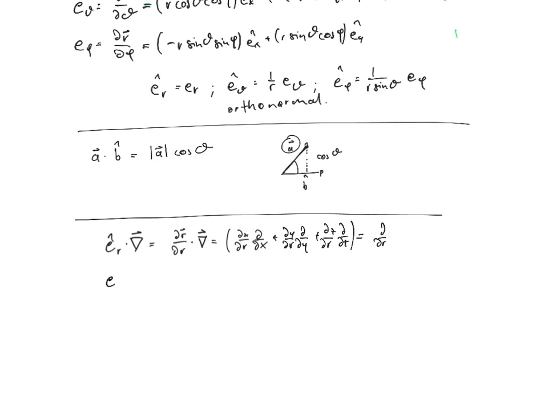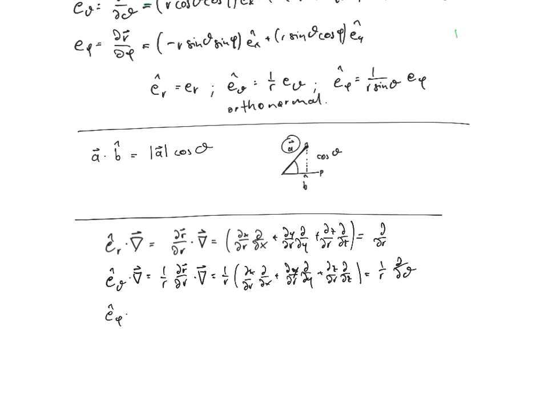Correspondingly, I get e hat theta times nabla, with the normalization 1 over r, dr over dr times nabla. Then I get 1 over r, dx over dr, d over dx, plus dy over dr, d over dy, plus dz over dr, d over dz, and that is nothing else than 1 over r, d over d theta. So this is the second component. And then we have the last component.